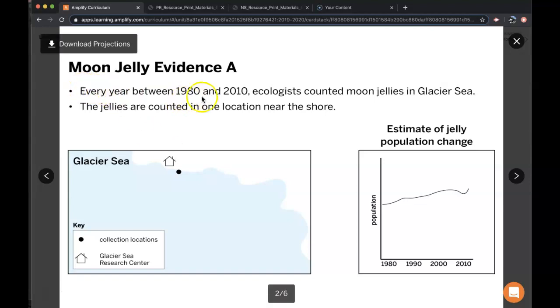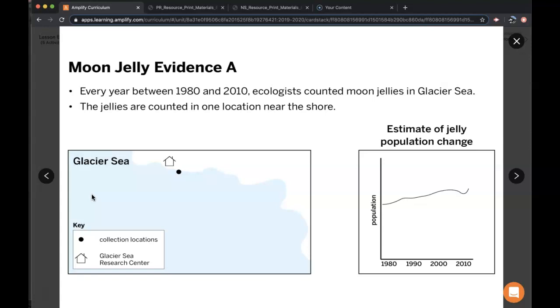every year between 1980 and 2010, ecologists counted moon jellies in Glacier Sea, and they counted them from this one location. All this blue is Glacier Sea, but they counted moon jellies at this one location every year from 1980 to 2010. So remember, ecologists cannot count all the organisms in a population. They cannot count all the jellyfish, the moon jellies, in this Glacier Sea. They just can't do it.